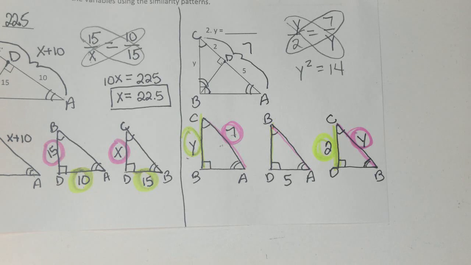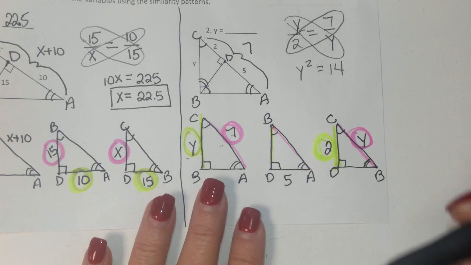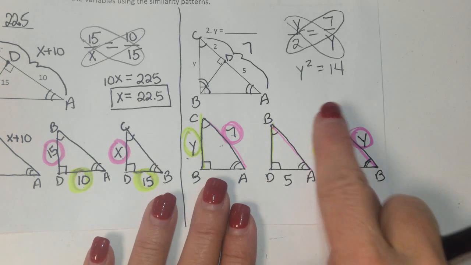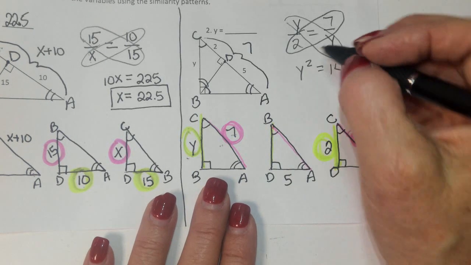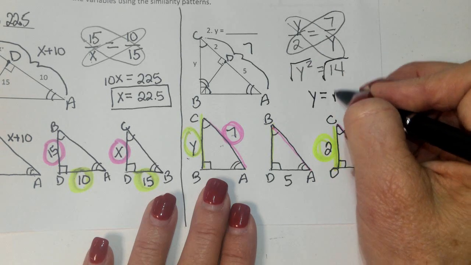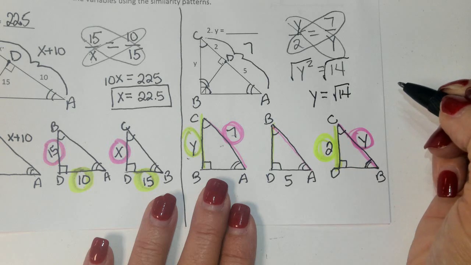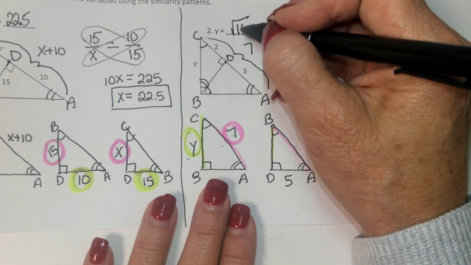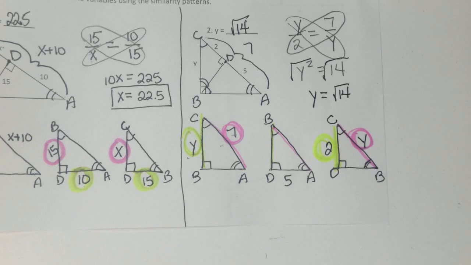Now, we did this yesterday. What do you do to solve for Y? I don't know. You divide. Not divide. How do you undo the Y squared? Square root. There you go. So Y is equal to the square root of 14. And you can leave it just like that. 14 cannot be simplified. It doesn't have any common square factors, just 2 and 7, and those are prime.